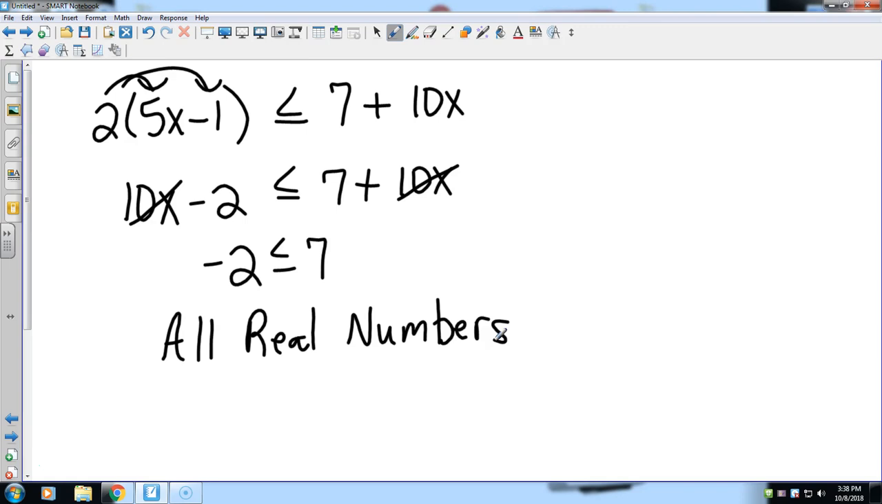Okay, that's about 6.5 minutes. That is chapter 2, section 4, multi-step inequalities.